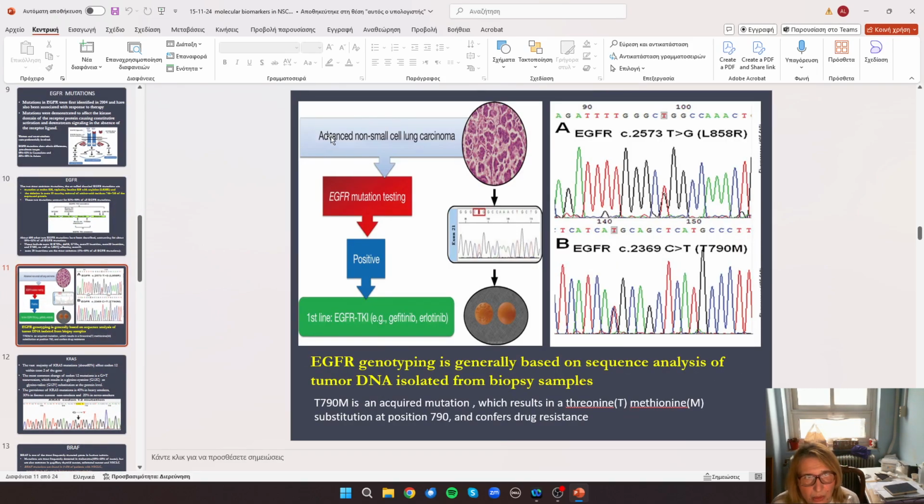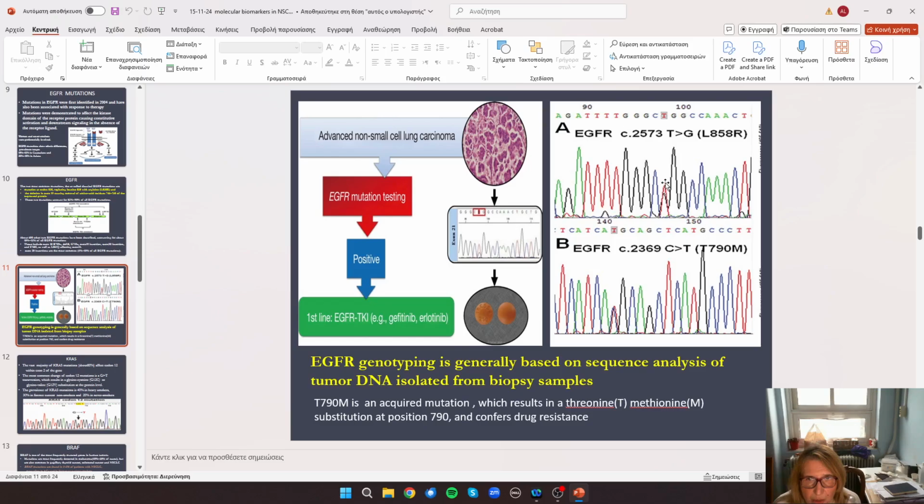In this slide, we can see the result of sequencing of 2 patients with lung cancer. EGFR genotyping is generally based on sequence analysis of tumor DNA isolated from biopsy samples. Figure A corresponds to a patient that has the mutation L858R.